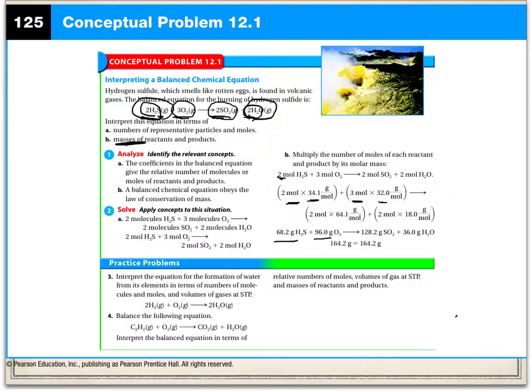On the right side, you've got 2 moles of SO2. SO2's molar mass is 64.1. You've got 2 moles of water, molar mass 18. So you've got 128 and 36. And you'll see that those are both the same on both sides. That's important. Masses are always conserved. They have to be the same. This is why you have to have a balanced equation so that you can do these calculations.